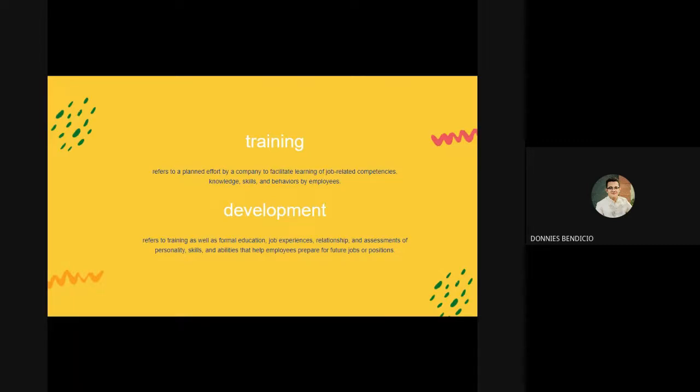Traditionally, companies have relied on formal training through a course or a program or event to teach employees the knowledge, skills, and behaviors they need to successfully perform their job. Development, on the other hand, is similar to training, except that it tends to be more future focused. Development refers to training as well as formal education, job experiences, relationships, and assessment of personality and skills.